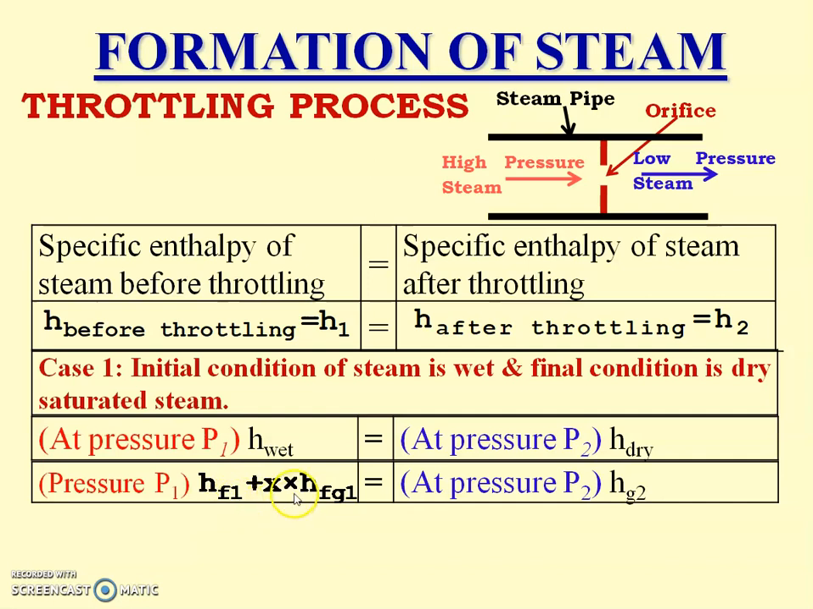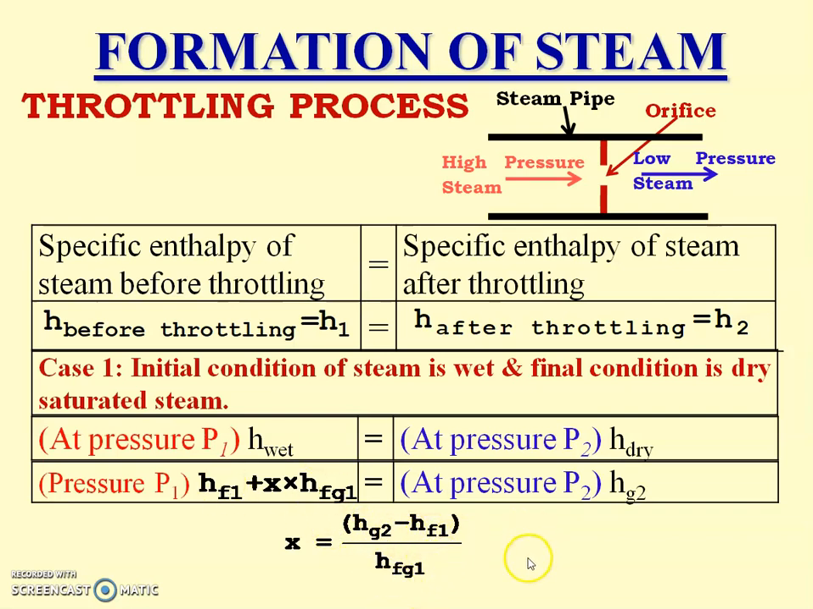And Hf1 and Hfg1 should be taken from the steam table at what pressure? At pressure P1, that is high pressure. And at pressure P2, H dry is Hg2. So Hg2 again can be taken from the steam table, but using which pressure? Pressure P2, which is less pressure. And then x can be calculated using this equation. x is equal to (Hg2 minus Hf1) divided by Hfg1.